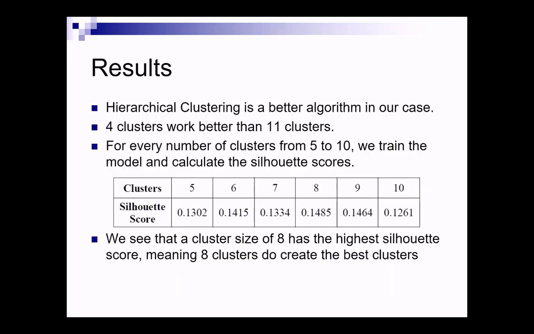We now know that hierarchical clustering is the better algorithm. We also know that 4 clusters work better than 11 clusters. For every number of clusters, we train the model and calculate the silhouette scores. We see that a cluster size of 8 has the highest silhouette score, meaning 8 clusters create the best clustering, where each cluster is most apart from the other clusters.